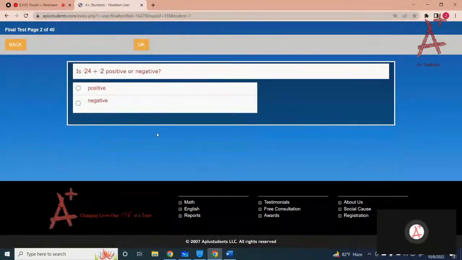Okay, is -24 divided by 2 positive or negative? I've written the rules for multiplying and dividing integers on the board. You are dividing two numbers that have the same signs, so your answer must be positive. When you are dividing two numbers with the same sign, your answer must be positive. Got it?